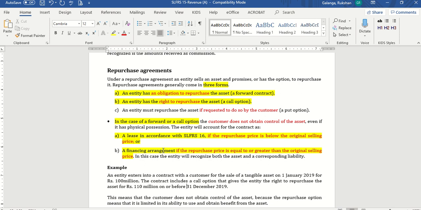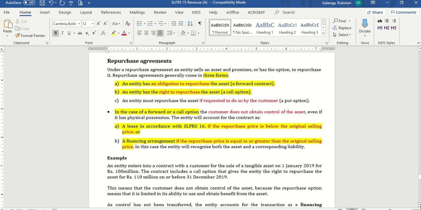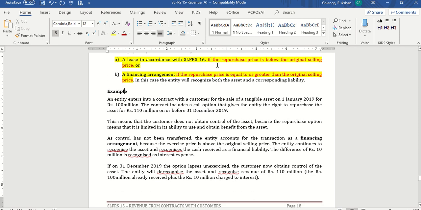Right? So then you should recognize that as a financing arrangement. Okay, we'll look at the example. The example is basically about this financing arrangement, right? Since we have not done SLFRS 16 so far, you can refer to it once you have done SLFRS 16 again. But for the time being, we'll look at how to treat a financing arrangement. Right? Look at this example.